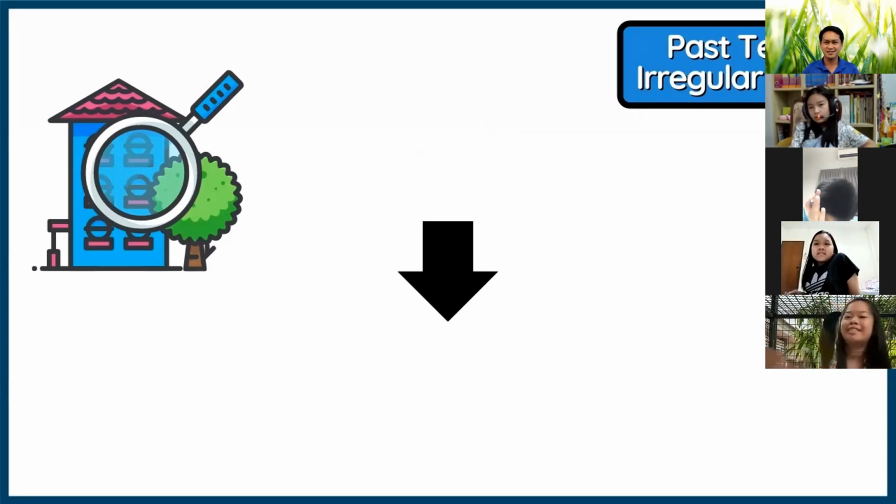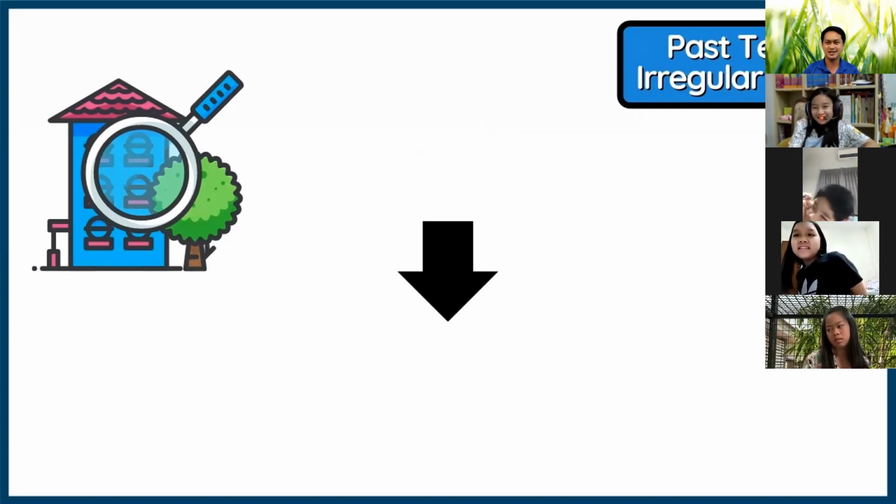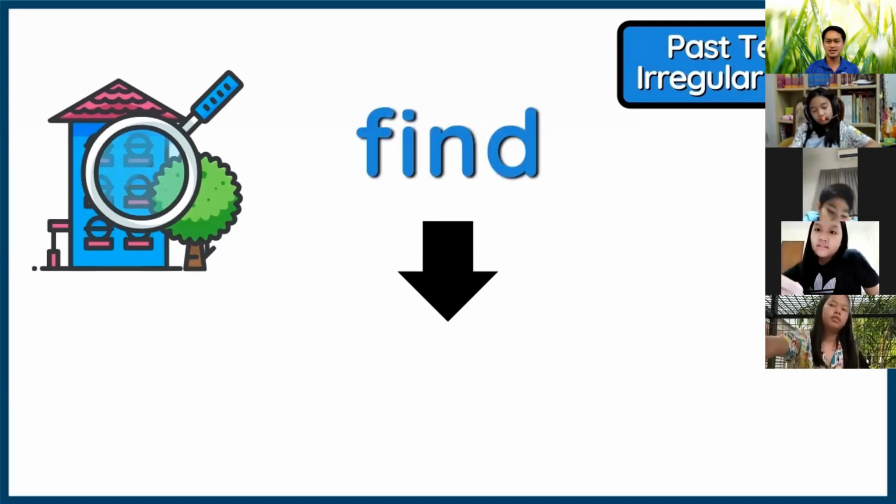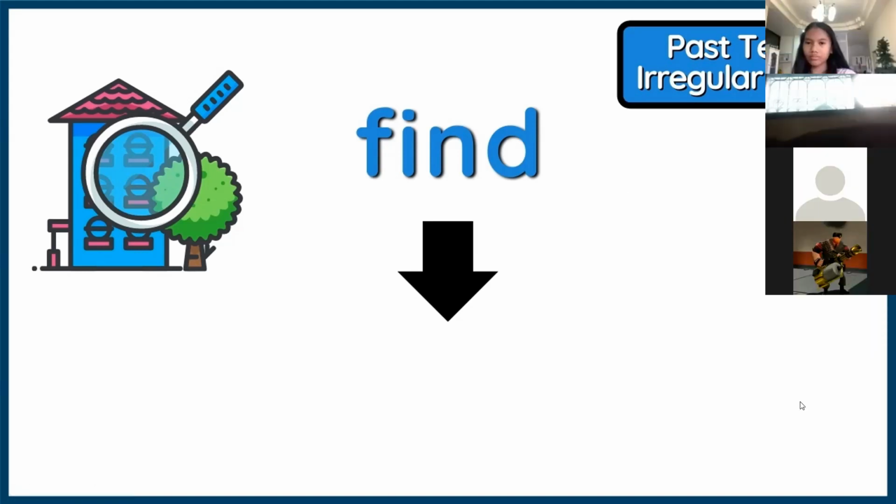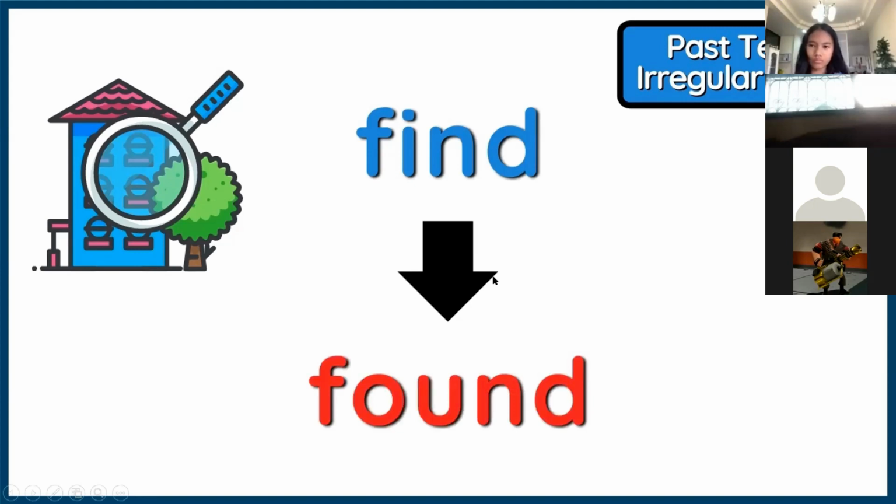We are looking for something. Find. Very good. Can you spell the verb find? F-I-N-D. Very good. And what is the past tense for the verb find? Find, found. Good. Okay. Found.